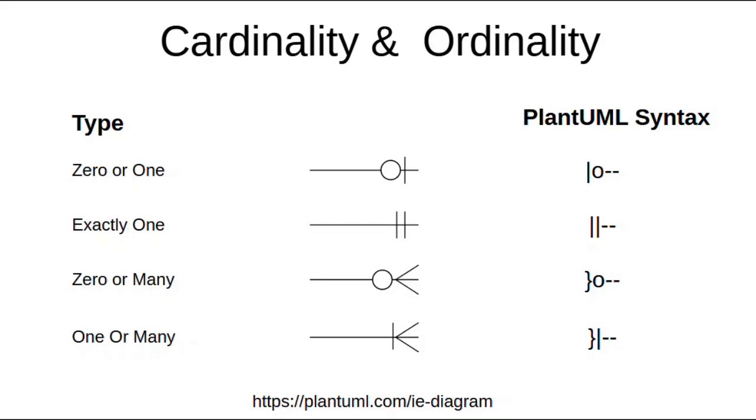When it comes to documenting the cardinality and ordinality relationships between entities, PlantUML provides 4 options: 0 or 1, exactly 1, 0 or many, 1 or many. The symbols for relationships that PlantUML creates in our diagram use the standard notation, but the syntax to define them in our code is a little bit odd. In this table, I've put the relationships supported by PlantUML, their symbols, and the syntax. The PlantUML website contains the complete syntax for the diagram, a link to which I'll include in this video's description.